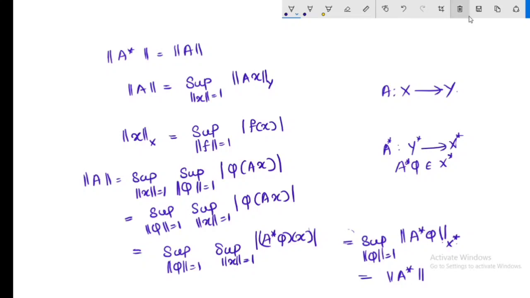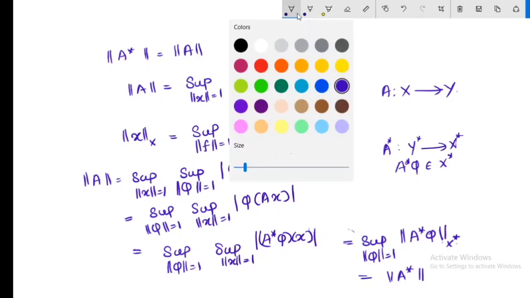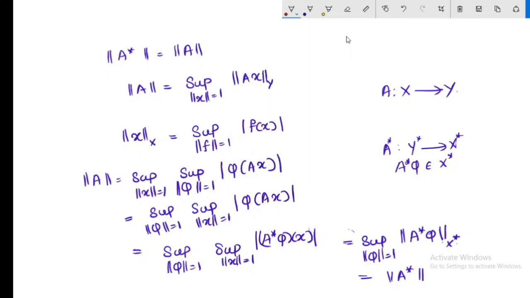Thus we get norm of A is same as norm of A star. A is a bounded linear operator, therefore A star is also a bounded linear operator, and A star is a map from Y star to X star. So A star is a bounded linear operator from Y star to X star.